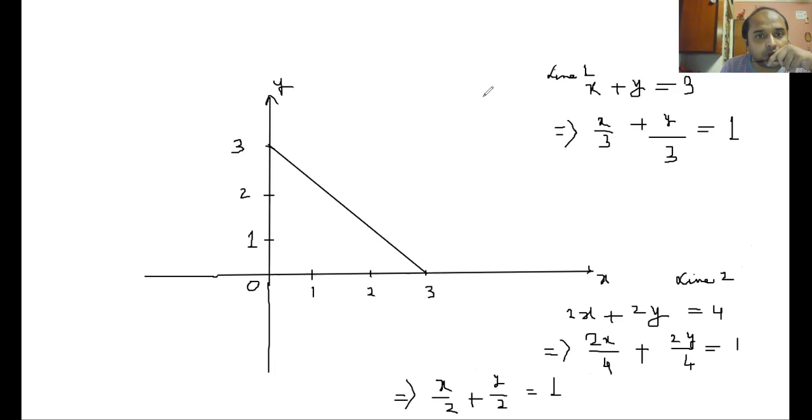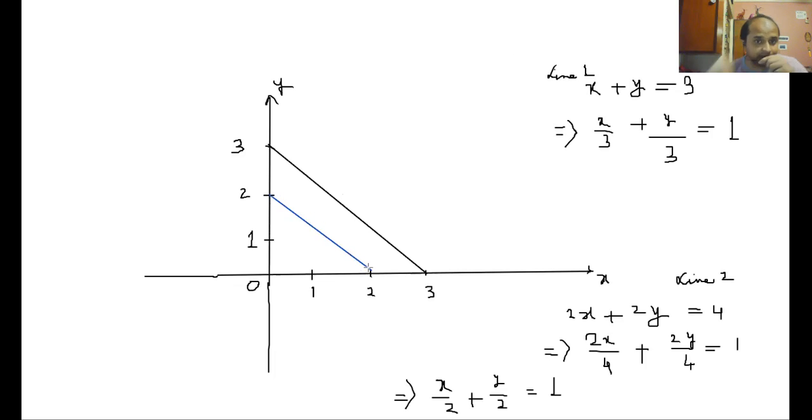Now we are going to join them. So I am joining this straight line. Just a minute. Can I select a different color? That would be great if I can. Yes, sir. Okay. Then this is the straight line. So this black straight line is line 1, and the blue straight line is line 2.